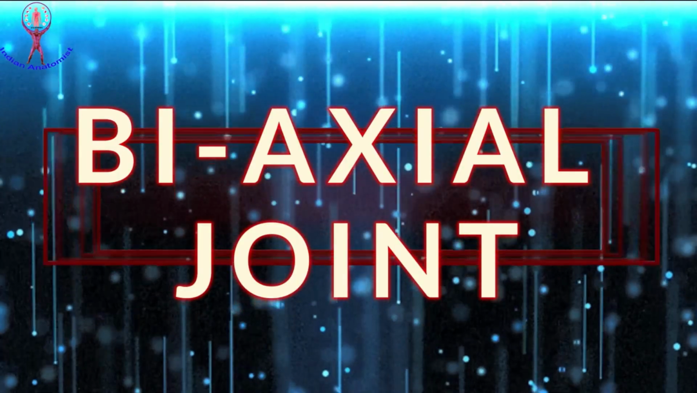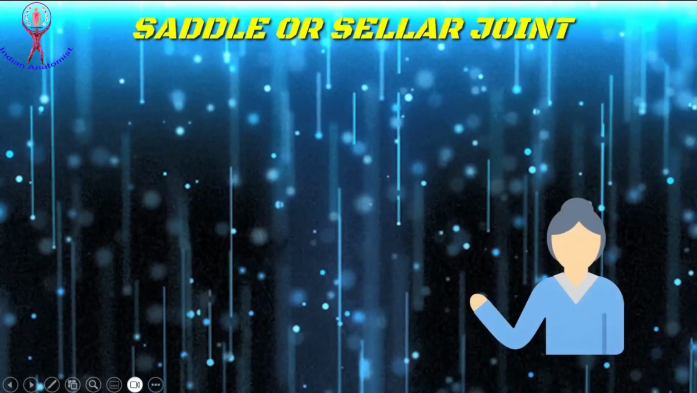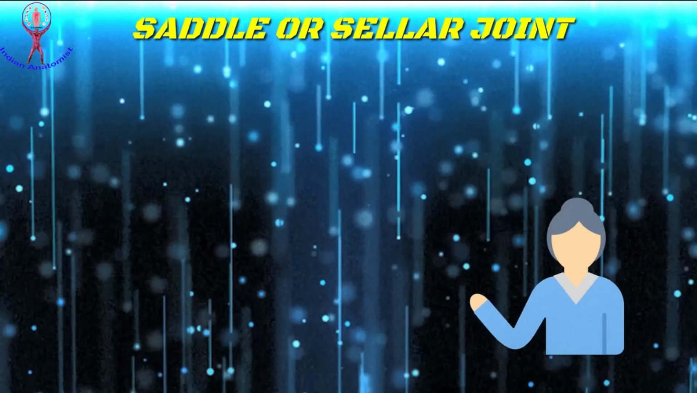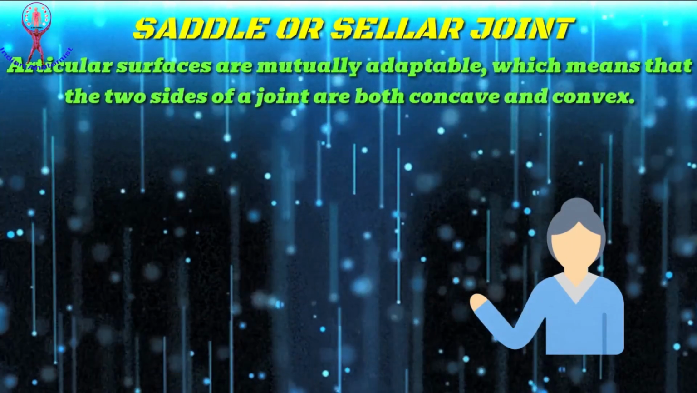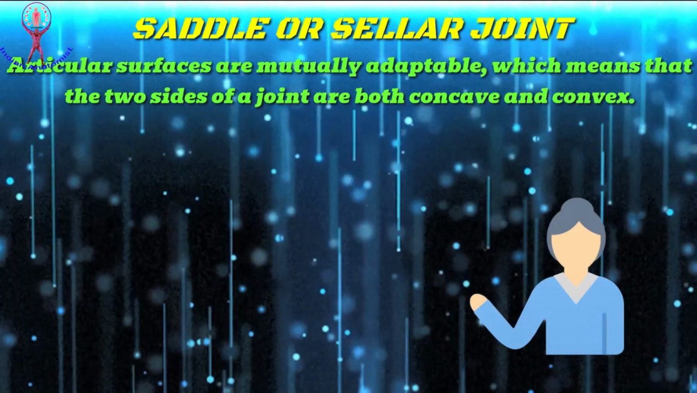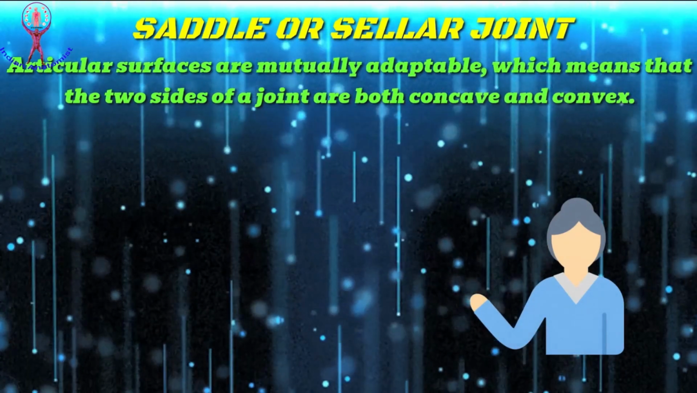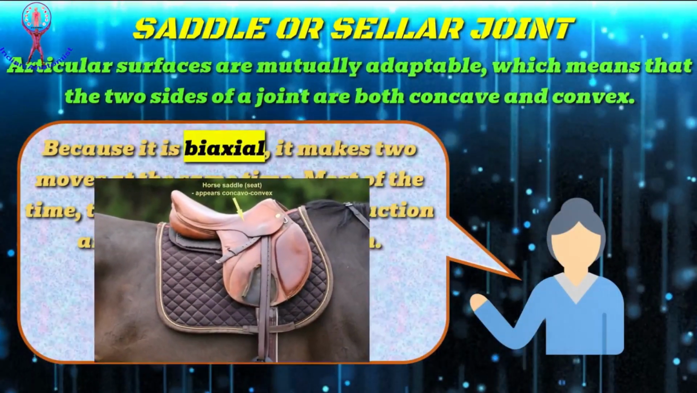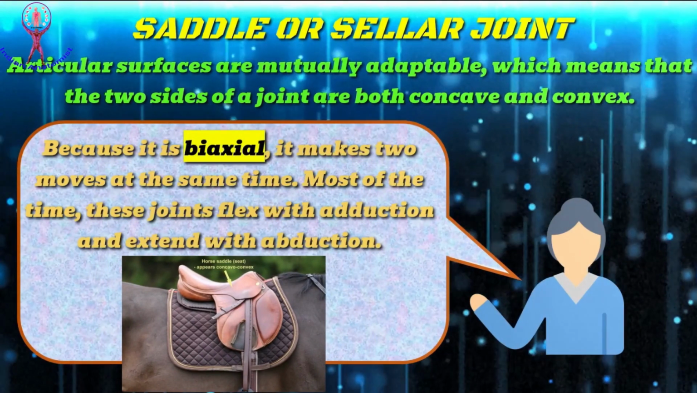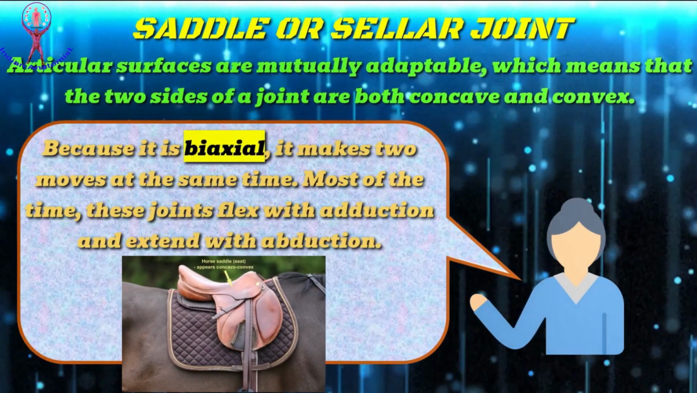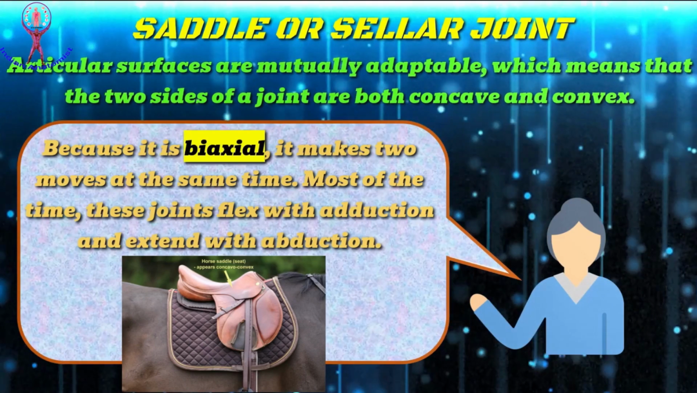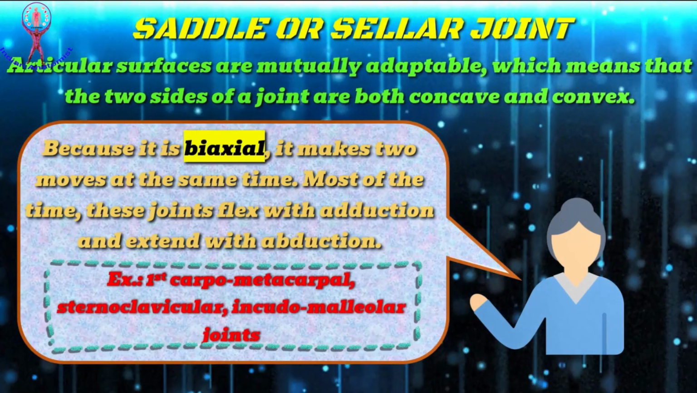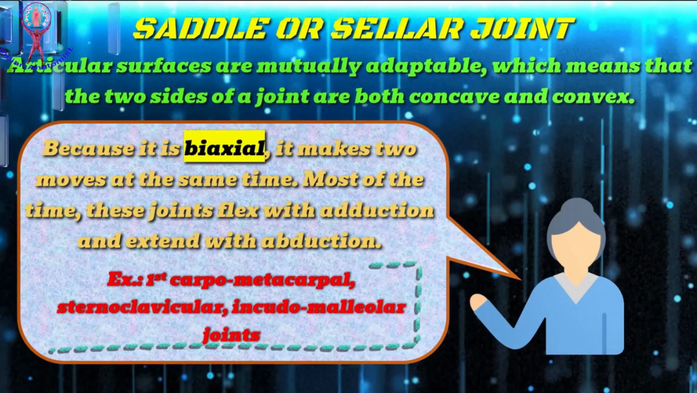Now, I am going to discuss the biaxial joints. Now, the saddle or sellar joint. Why are these joints considered saddle joints? Articular surfaces are reciprocally receptive in nature, that is, the opposing surfaces of the joint are reciprocally concavo-convex. At a time, it produces two movements, because of its biaxial nature. Mostly, flexion with adduction, and extension with abduction can occur in these joints. Examples of saddle joints are the first carpometacarpal joint, sternoclavicular joint, and incudomalleolar joints.